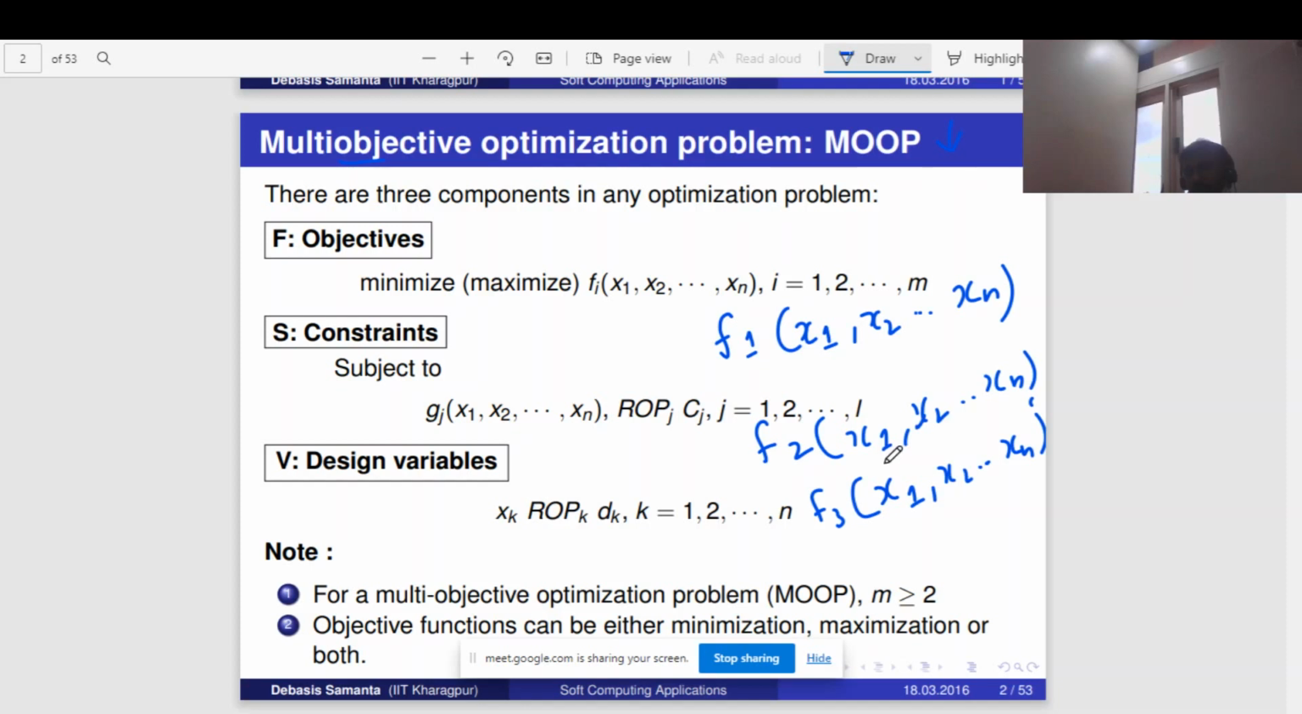Now this optimization also may vary. For example, you may want to maximize f1, but minimize f2, and maximize f3. All these things should be done at the same time. That is, I want to maximize this, I want to minimize this, I want to maximize this.